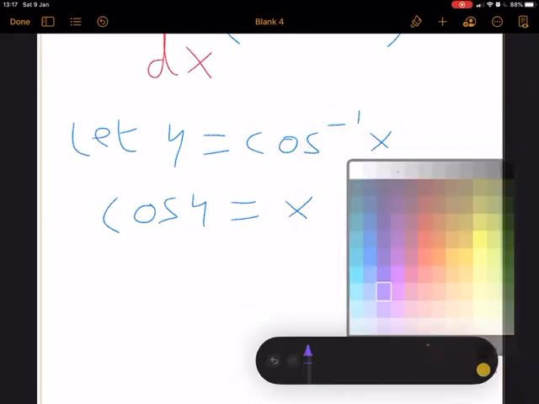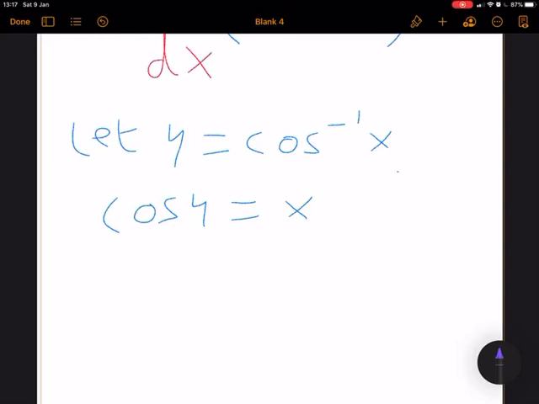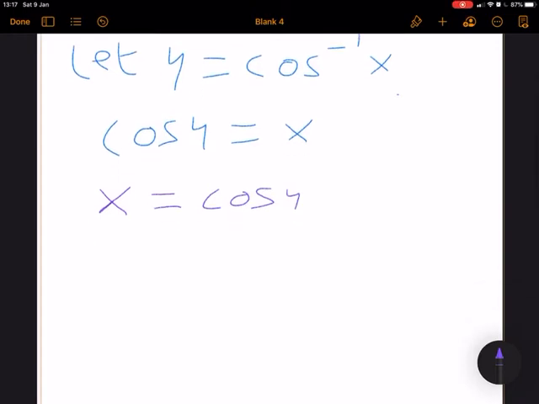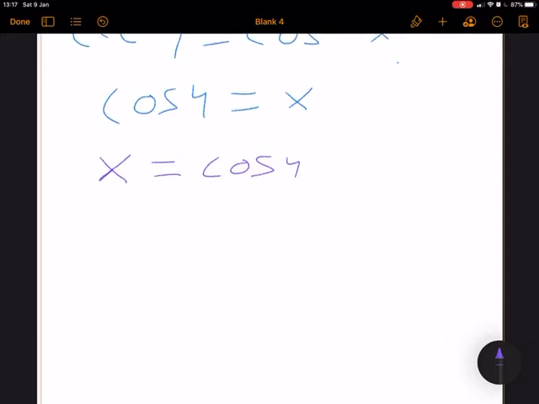And now the next thing we want to do here is differentiate each side with respect to x. So if I just flip this around to make things easier and more visible, I would write x is equal to cos y. And now differentiating each side, so dx by dy, differentiating with respect to y here. If you remember this, the differential of cos y is minus sine of y. So we just put that in there.